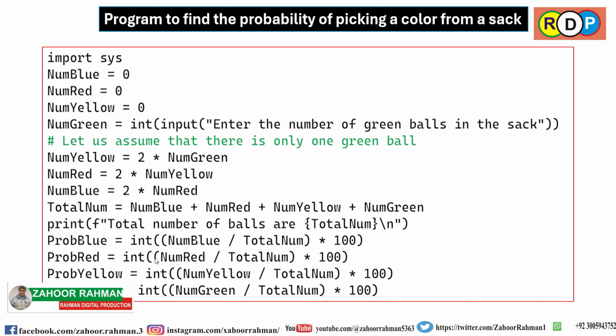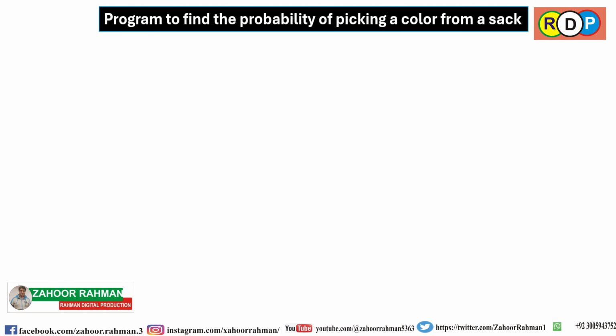And similarly, whatever the probability is calculated from this, multiplied by 100 and take an integer, so it will give you the whole number, not in decimal. Probability of yellow and probability of green is calculated in the same fashion. Okay, now let's move to the next slide and understand more about it.